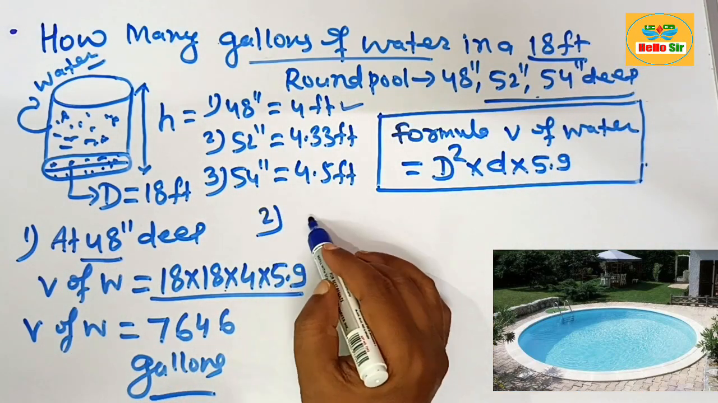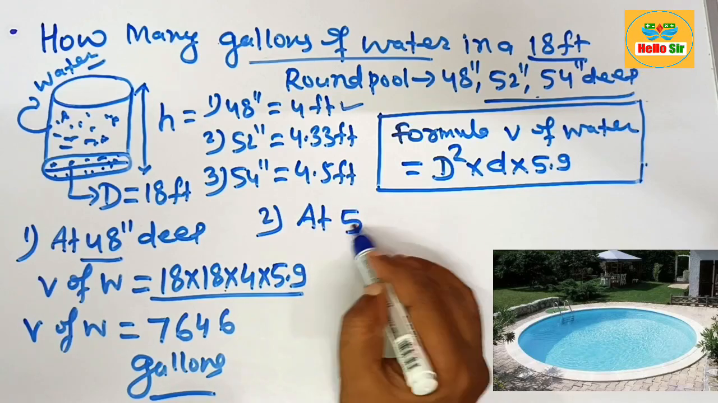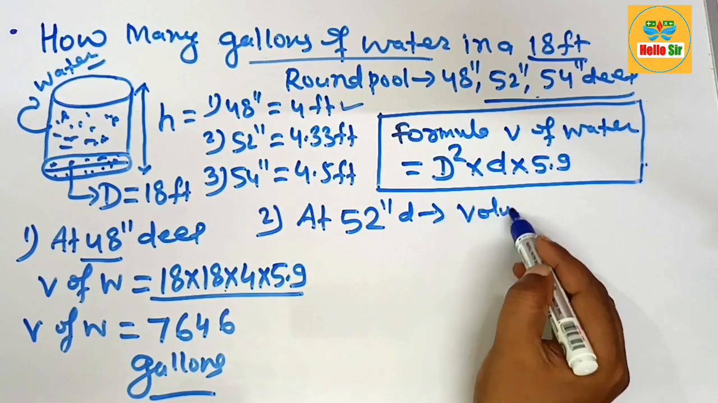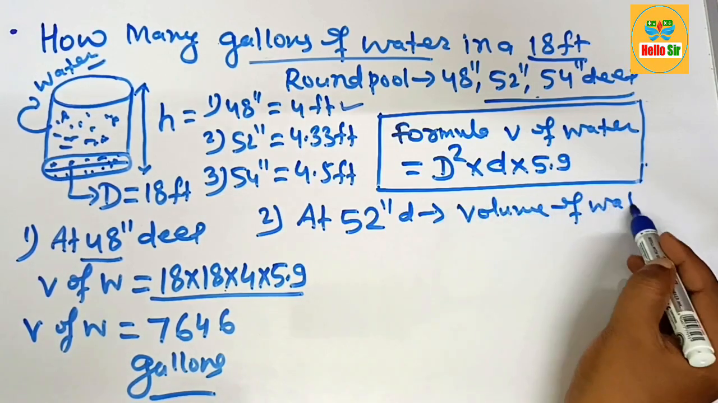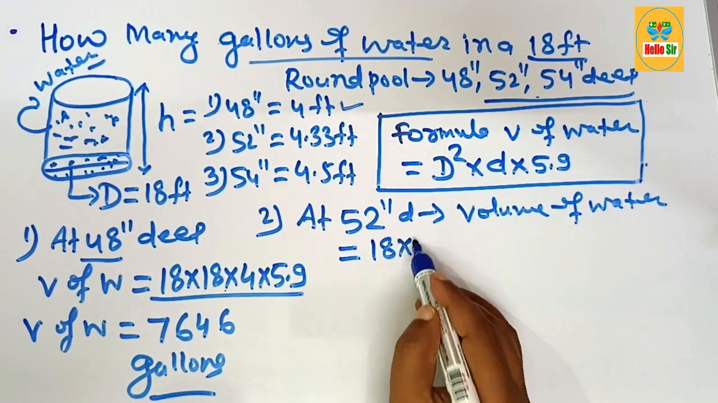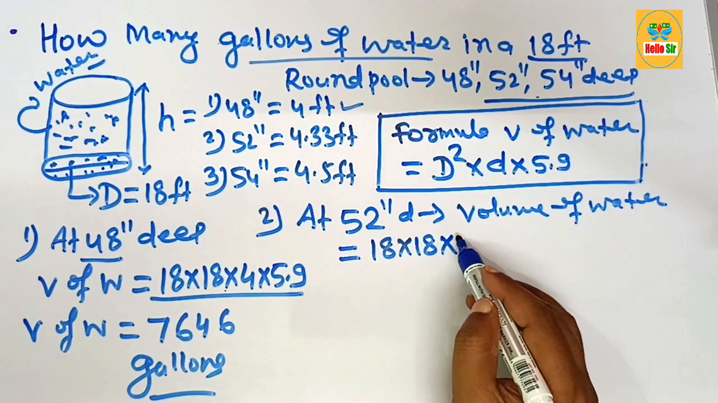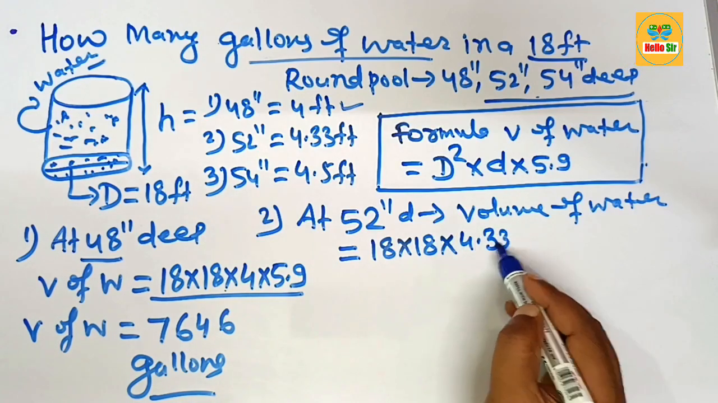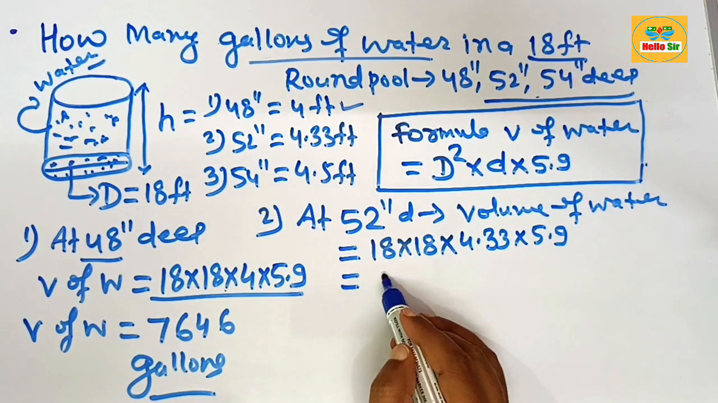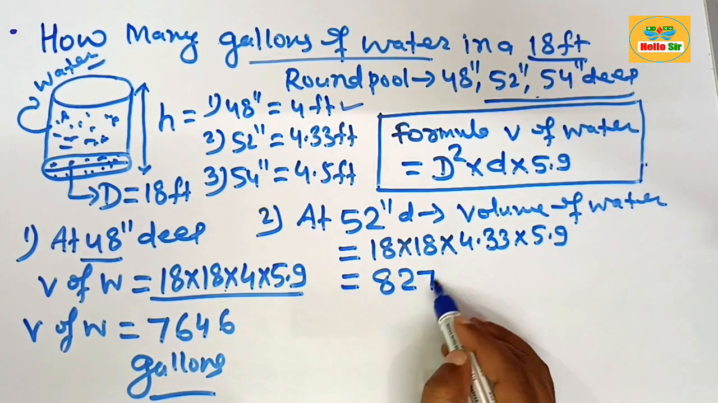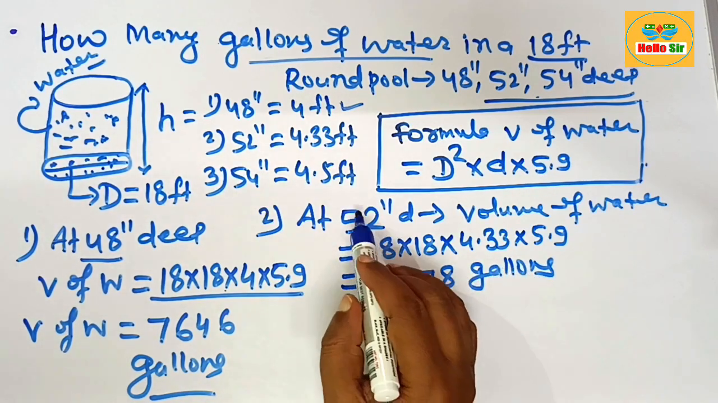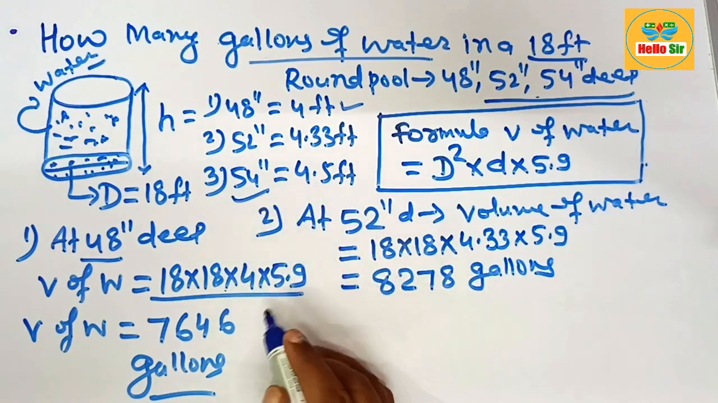And now calculate the volume of water at 52-inch deep. The volume of water required is equal to the diameter squared, that is 18 foot multiplied by 18 foot, multiplied by the depth of the pool, that is 4.33, and the factor, that is 5.9, and after multiplication this will come to about 8278 gallons of water.